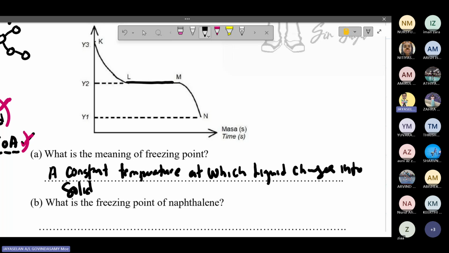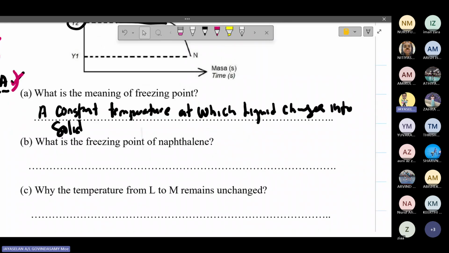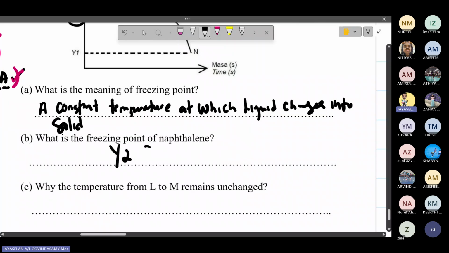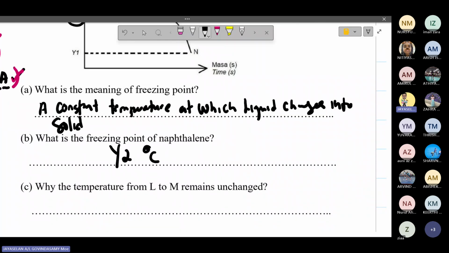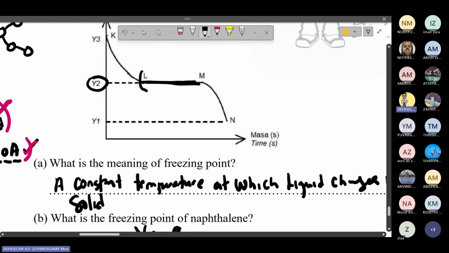What is the freezing point of naphthalene? This is your freezing point and this is your freezing point. So you put here Y2 degrees Celsius. You already score 1 mark. Any question? No question. Okay, now we go for the last one. Why does the temperature remain unchanged?